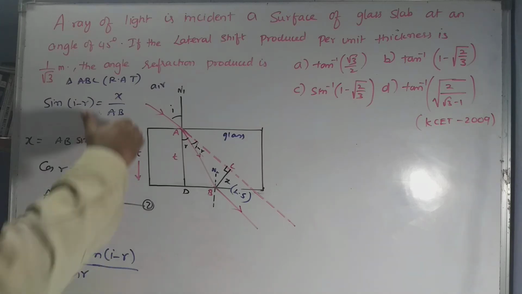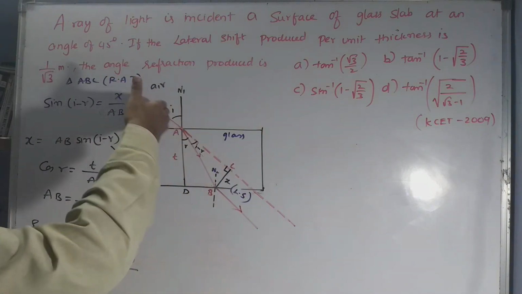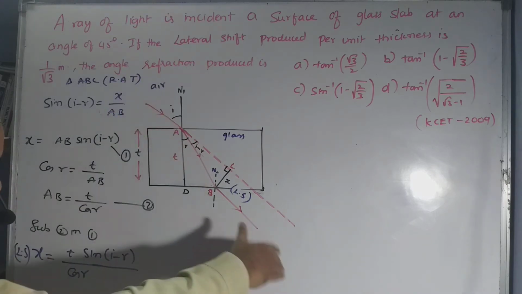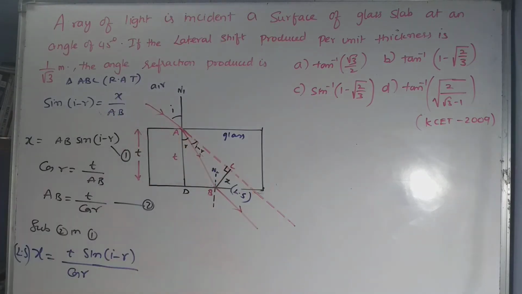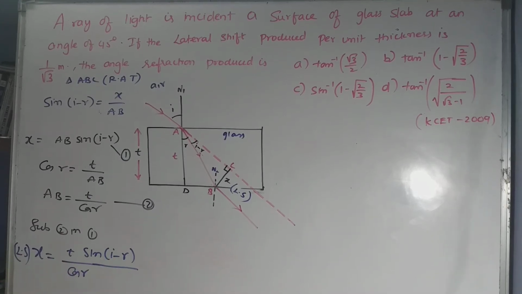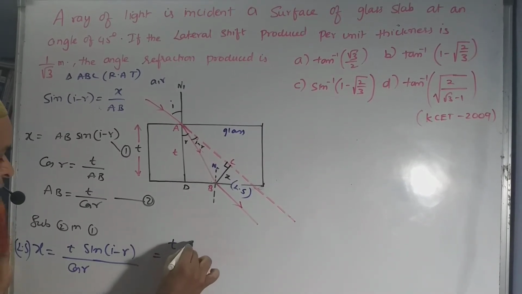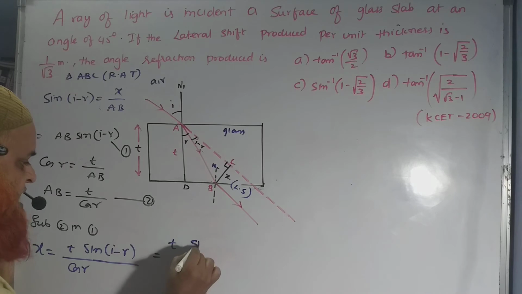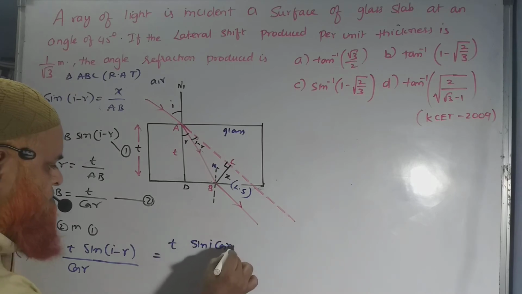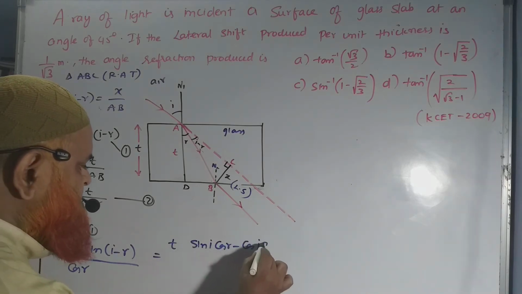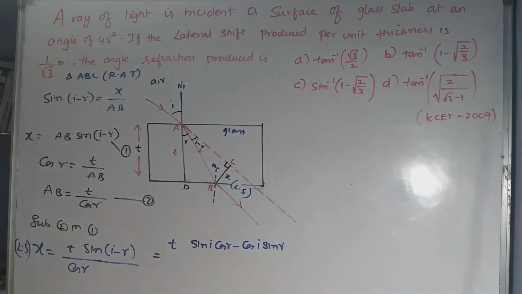Once again, how much the light ray is shifted from its actual path is given by x here. So that x we got, that is x is equal to T sin(I minus R) by cos R. So you can just simplify this one. This can be written as T times (sin I cos R minus cos I sin R), according to trigonometric formulas.